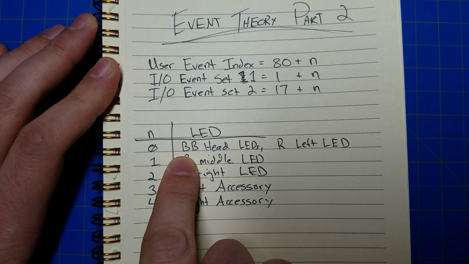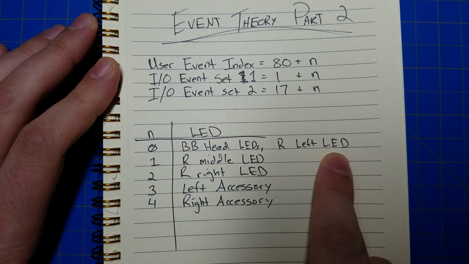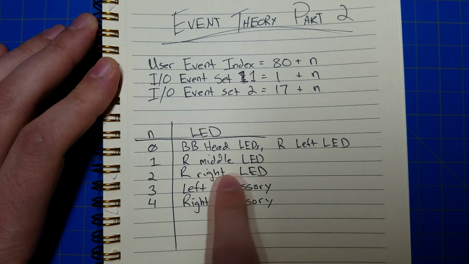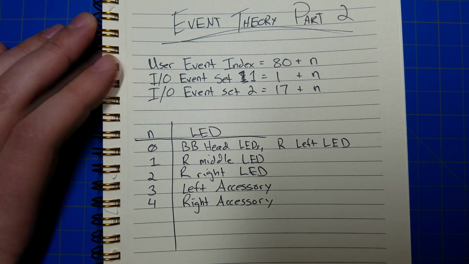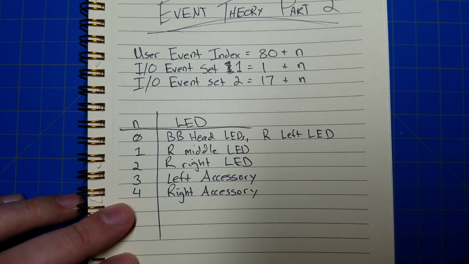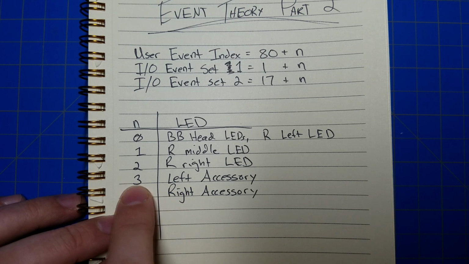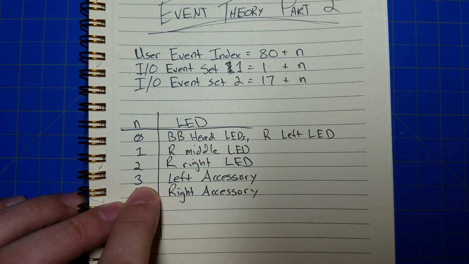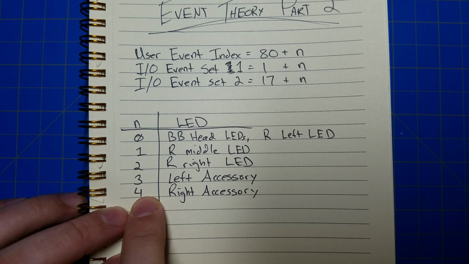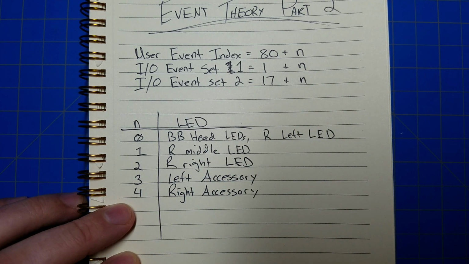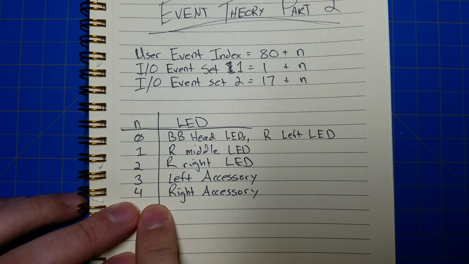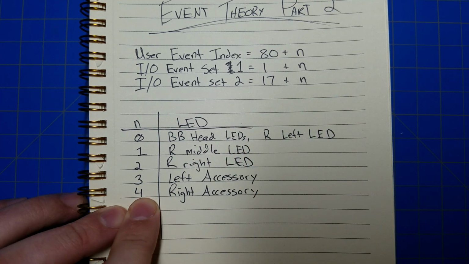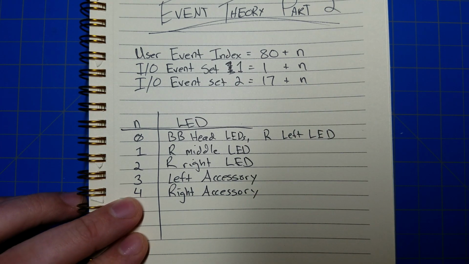You will be controlling, for BB units, all the LEDs in their head. For an R unit, you'll be controlling the left LED. If n is 1, it's the middle, or if it's 2, it's the right LED in R unit droids. BB units don't have these, so this does nothing for BB units. Then 3 and 4 would be the left and right accessory. If you want to control the left accessory's brightness, it's IO event set 1, which is 1 plus n, in this case 3. So IO event 4 or IO event 5 would control the brightness for the left and right accessories. Or if you want to make them blink, 3 plus 17, so IO event 20, or if it's 4, IO event 21, would control the blink rate of those accessories.